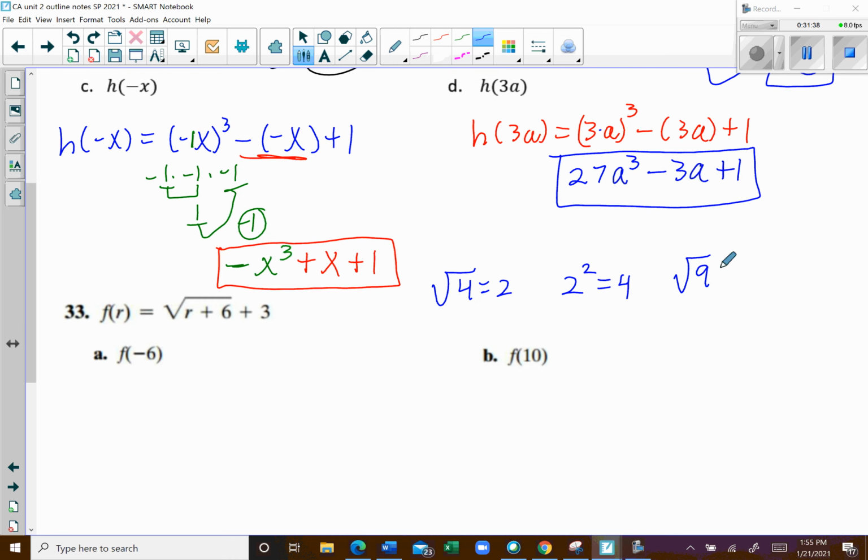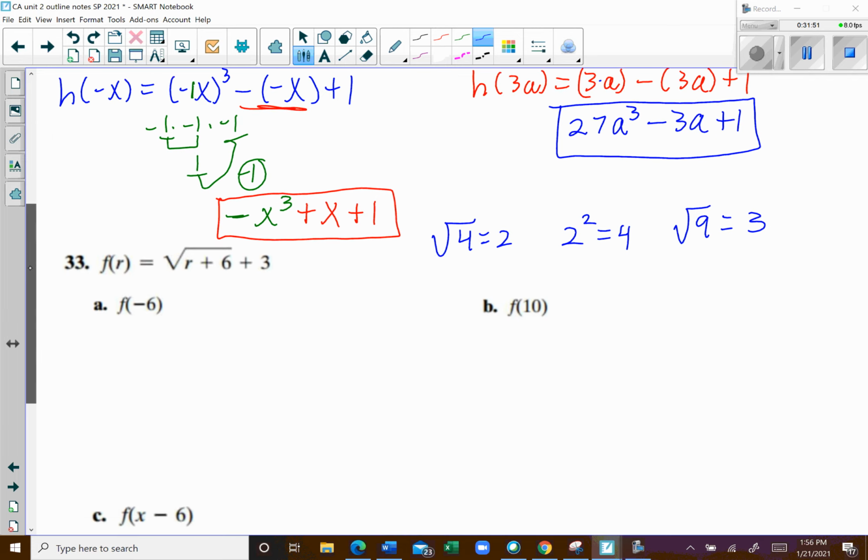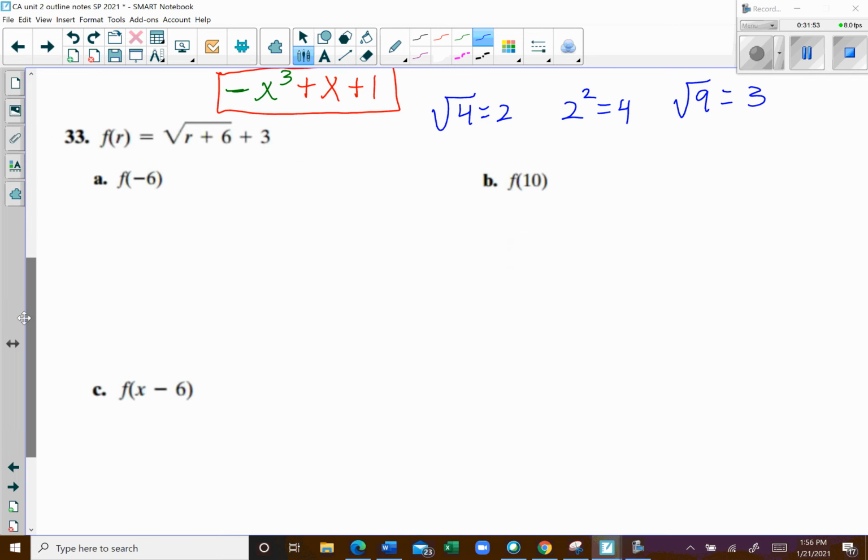The square root of 9 would equal 3, because 3 to the power of 2 would equal 9, right? So just a little review on square roots. We'll look at those a little bit closer in another section. But let's go ahead and try these right here.